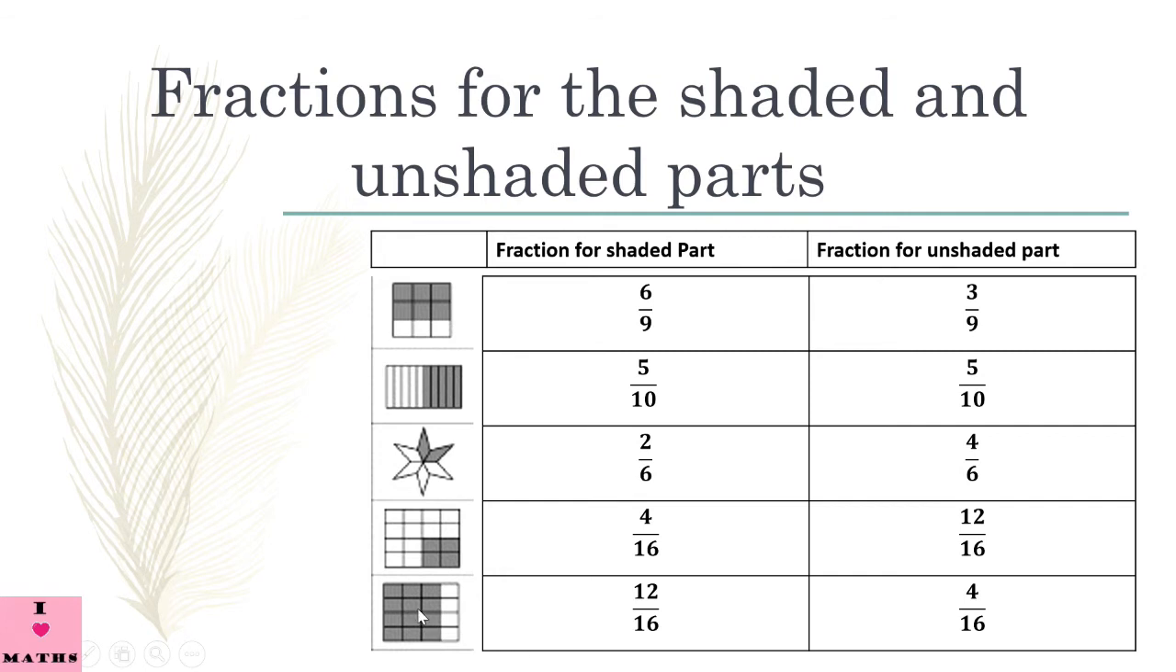Okay, now look at this rectangle. It also has been divided into 16 equal parts. But here we have shaded 12 parts this time, children. So the fraction for the shaded parts is 12 upon 16 and the fraction for the unshaded parts is 4 upon 16. So this is how we write the fraction for selected parts.